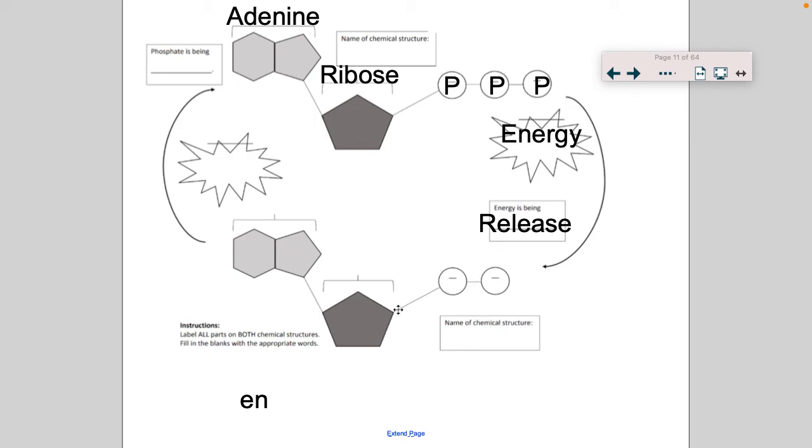Okay, so now we've lost a phosphate. Now what's the name of this structure right here? That is ADP for adenosine diphosphate.